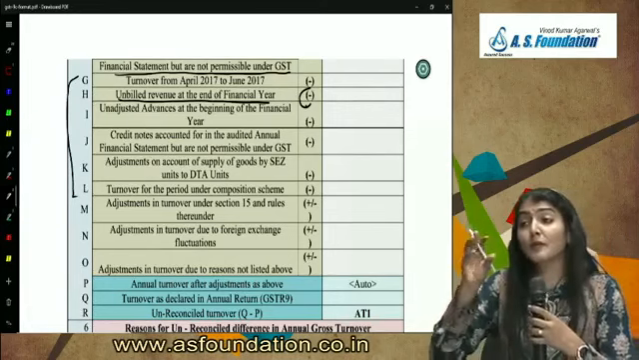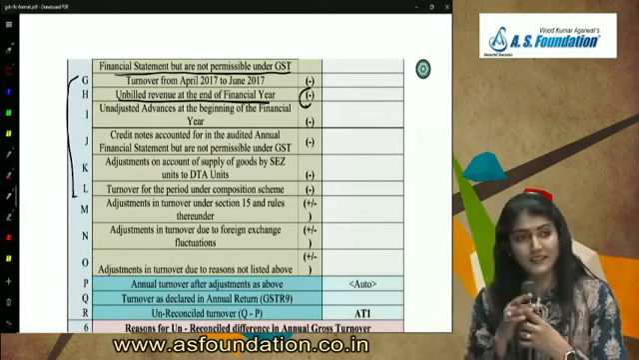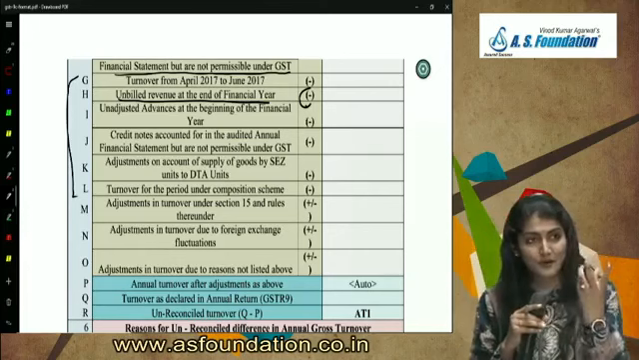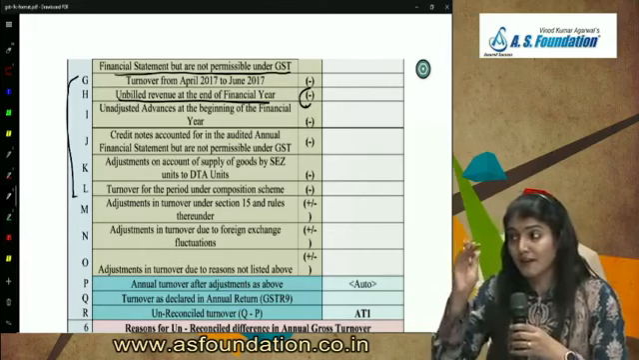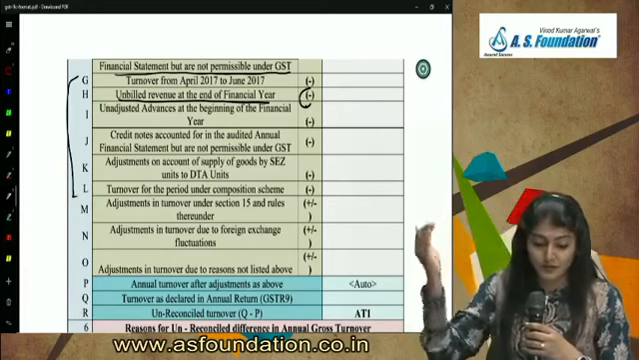One, turnover from April to June. Why do you need to reduce turnover from April to June? Because the GST law became applicable from 1st of July. That is why turnover from April to June you need to reduce.